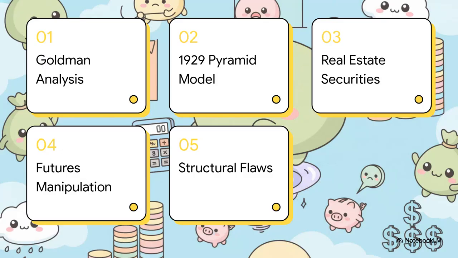Here's our agenda. We'll start with a brief analysis overview, unpack the 1929 pyramid model, dive into real estate securitization, detail the mechanics of futures contract manipulation, and finish up by looking at some systemic structural flaws.